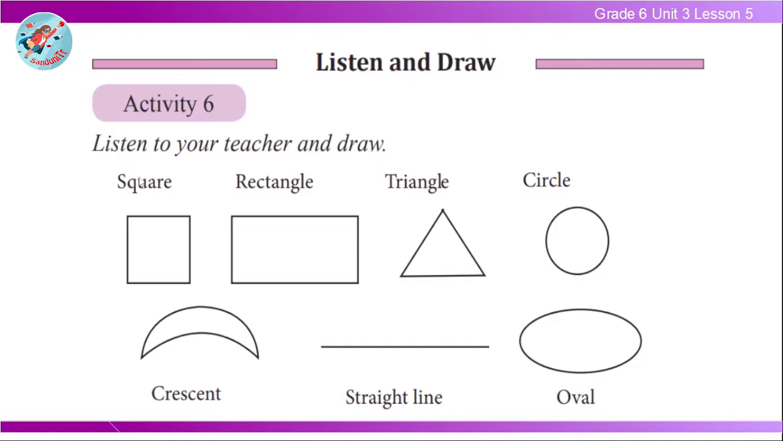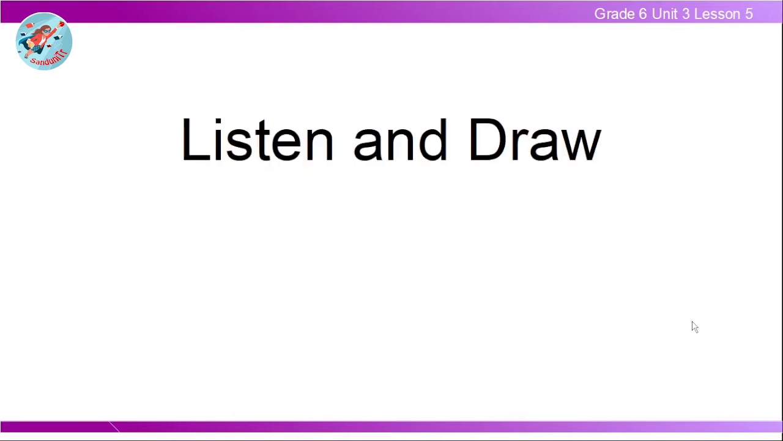So look, here they have given us the different shapes with their names too. Square, rectangle, triangle, circle, crescent, straight line, and oval. Now, using these different shapes, let's listen and draw. Okay, children. Now, turn to a new page of your writing book and get ready for the listening activity.